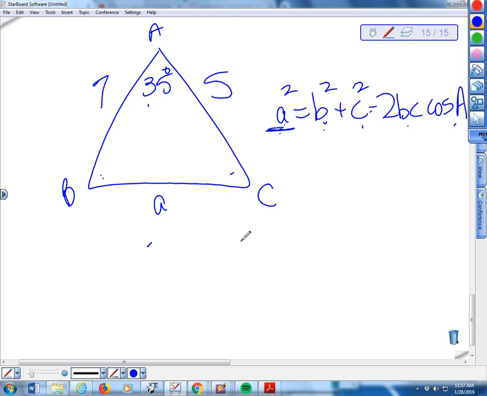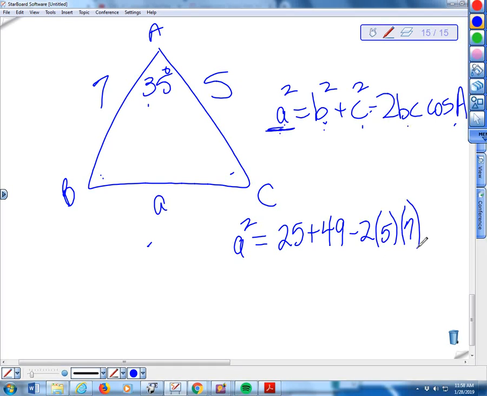Okay, so I'll say A squared equals B squared is 25, C squared is 49, minus 2 times B times C, 5 times 7. See what I'm doing? I'm just filling in what I have. Cosine 35. So at this point, just plug all of this in your calculator in that order. Take the square root. And I can find A. Because A squared is equal to all of this.